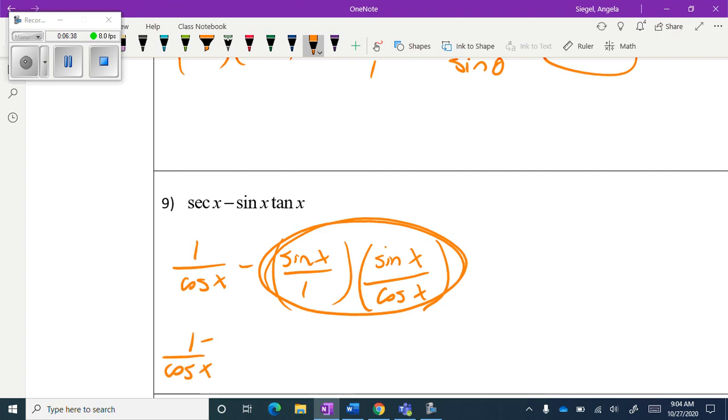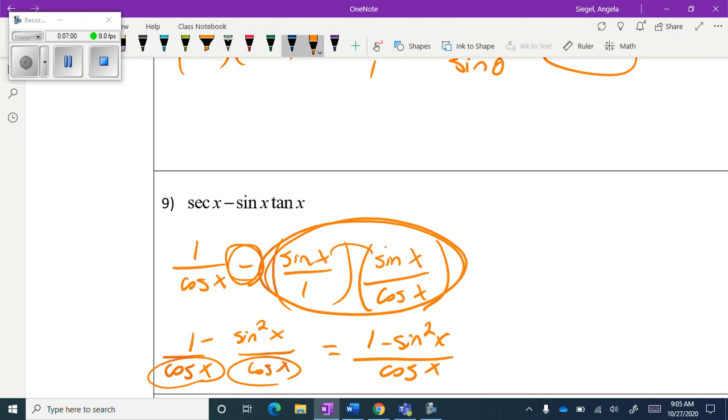So I have 1 over the cosine of x, and then I have sine squared x, because I'm multiplying those together, over the cosine of x. And the reason I'm doing this, my thought process here is we're subtracting, so these have to be the same denominators to combine them. So I'm just going to clean this up a little bit.